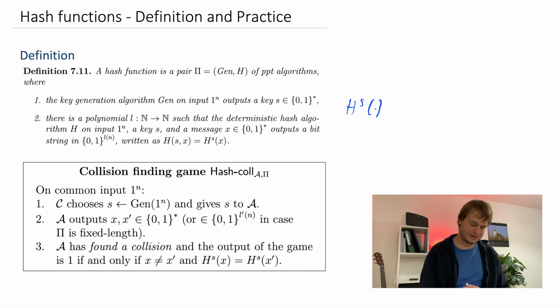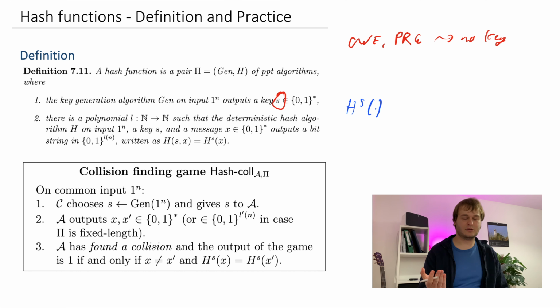So what I want to discuss is this key here, this s here. It's kind of a weird thing. So we've seen one-way functions and pseudorandom generators, and they had no key at all. Then the things that had keys were, for example, encryption schemes and pseudorandom functions. And they had a secret key. You wouldn't be able to give this key to an adversary and still claim security for anything.